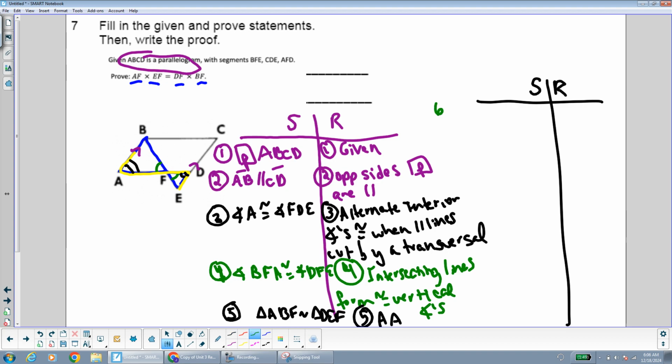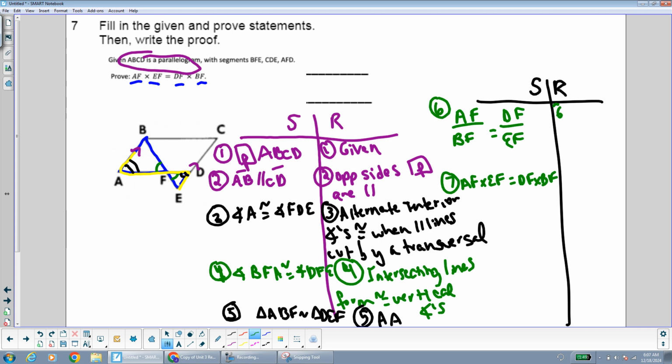Now I proved my triangle similar. Now I need to prove a proportion. So I'm going to take the segments from my proof statement and put them in a proportion. Just make sure that you double check and cross multiply, that when you cross multiply, it gives you the proof statement, AF times EF equals DF times BF. If it doesn't, you'll have to rearrange.